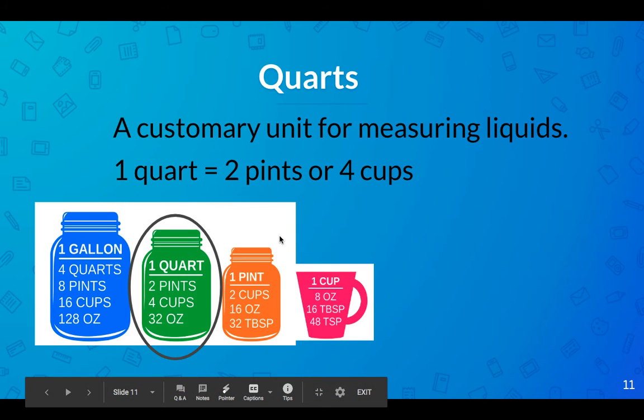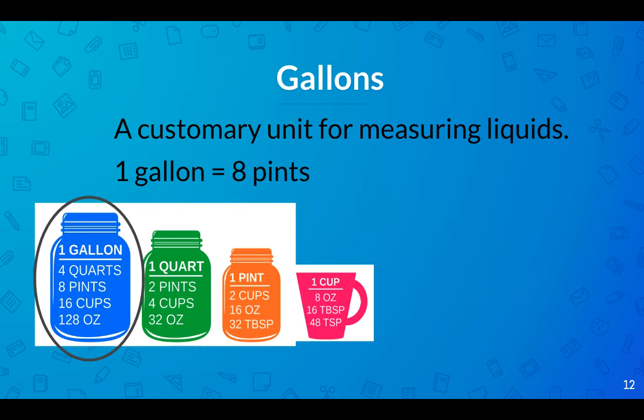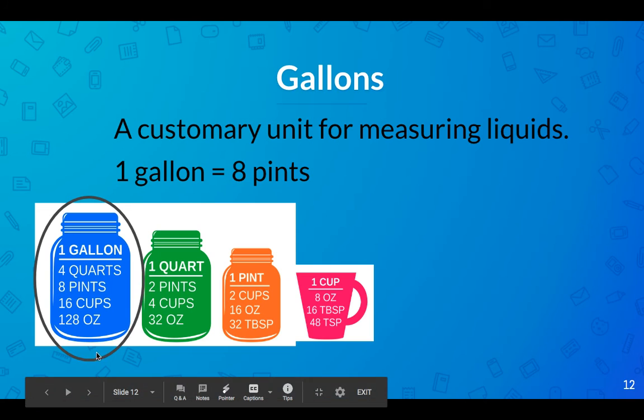Then our biggest measurement for liquids is our gallons, a customary unit for measuring liquids. 1 gallon is 8 pints, so 1 gallon could be 8 of these. Okay, 1 gallon could be 2 quarts. 1 gallon could be 16 cups. Oh, I'm sorry, if I said 2 of these, I meant 4 quarts. Sorry. 1 gallon could be 4 quarts, could be 8 pints, or it could be 16 cups. Those all make 1 gallon.